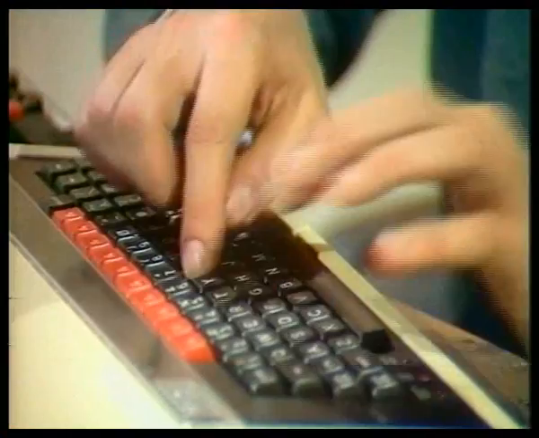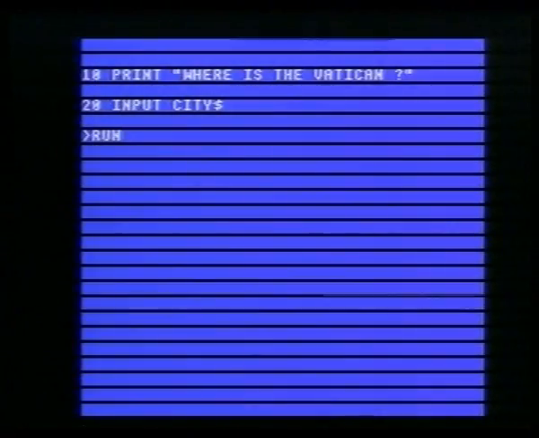Okay. So if we run that, we can get the computer to actually run through those two instructions. What do I do? Try it out. You just type run, and that's all you need to do. And return. So there it is. Where's the Vatican? And it gives you a little question mark saying, what are you going to put in? So it's expecting you now to put in a word.